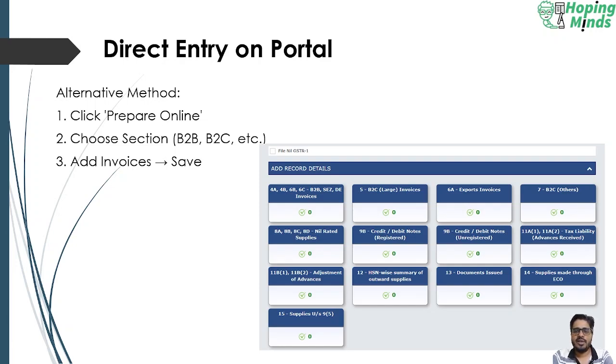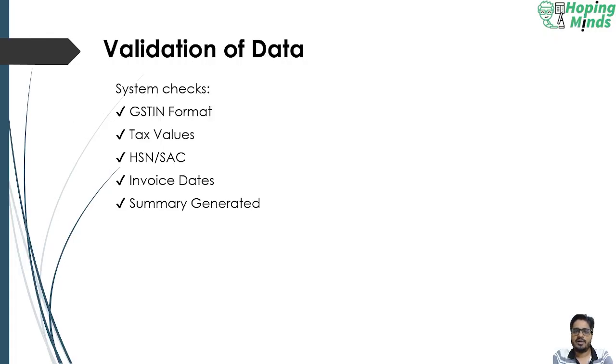And after entering all the data, we have to generate the summary of the GSTR1 return. So, validation of data: what does the system check? The system checks the GSTIN format, that is, it must be 15 digits and as per the format of GSTIN. Then tax values. The tax rates and the corresponding tax amount must match.